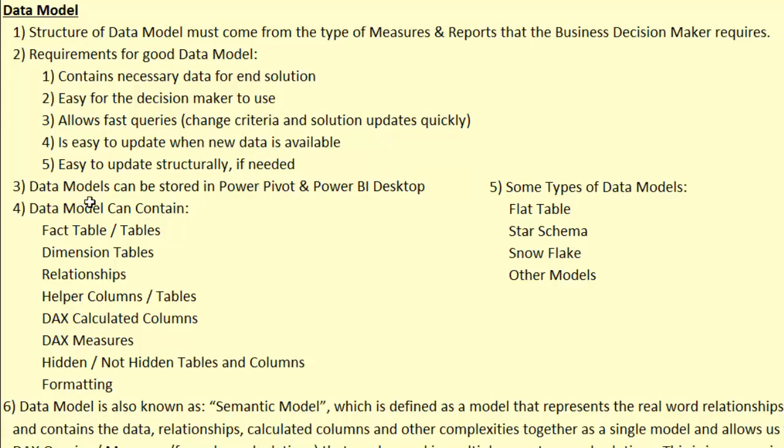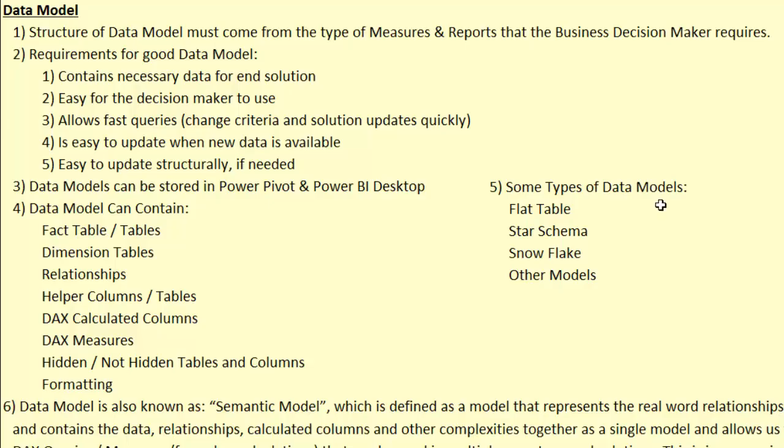Now, our data models will be in Power Pivot and Power BI Desktop. The data models can contain fact tables, dimension tables, relationships, helper columns and tables, DAX calculated columns and measures. We'll learn how to create those later. Hidden and not hidden tables and columns. And of course, formatting. Our DAX measures, our formulas will actually be able to contain formatting also.